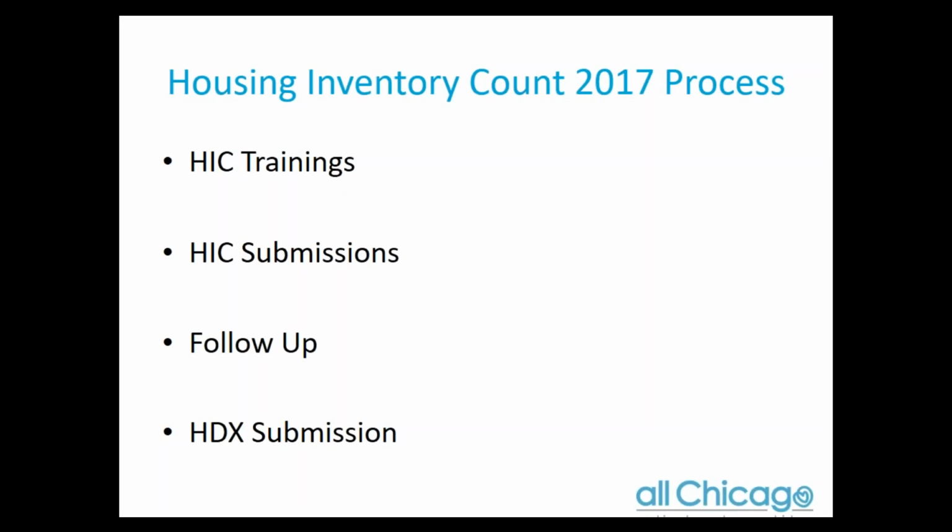And then between February to March, I use that time to follow up with agencies. So if there's any discrepancies in the HIC submissions, I usually follow up with an email or a phone call to get some clarifying information. And finally, around April is when HUD will release their due date and open up HDX for us to go ahead and submit our HIC and PIT information. So as I mentioned earlier, our HIC and PIT are two different processes, but they're intertwined. So we do have to cross-reference one another to ensure that we're submitting accurate data to HUD.